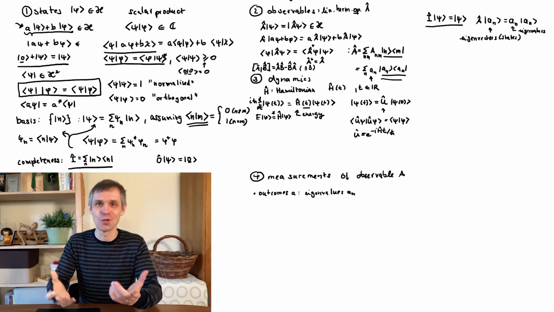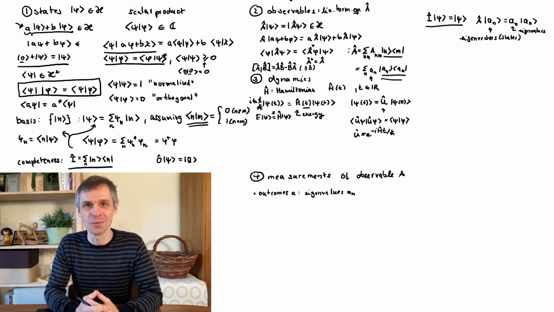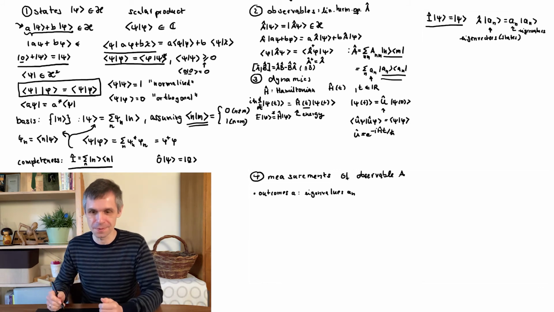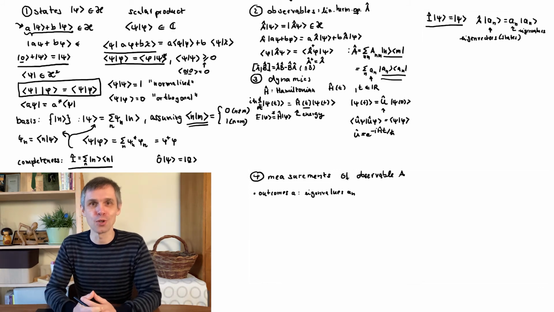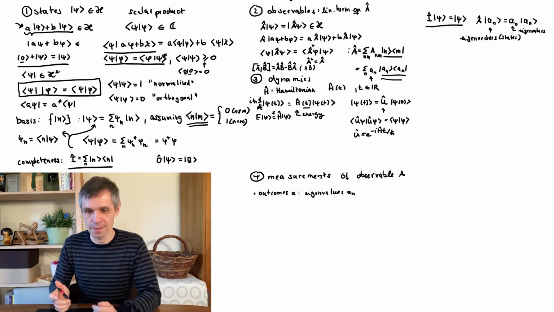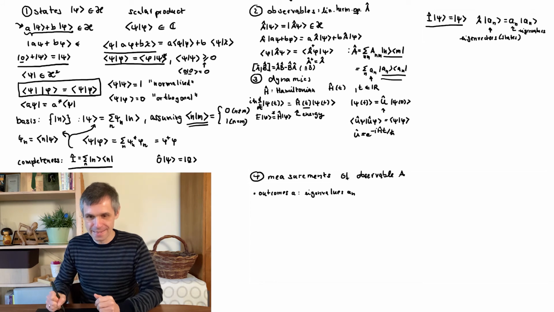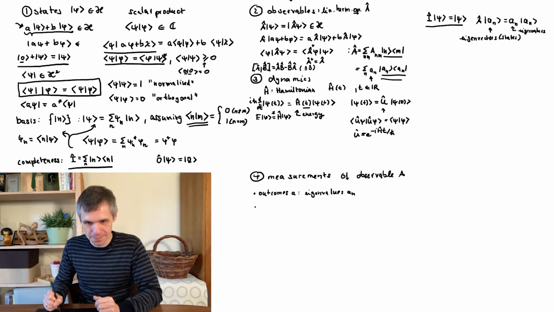So this is a source of quantization of observable properties such as energy in the bound state, for example. These will be real numbers because these observables are Hermitian operators. Secondly, these outcomes occur with probabilities. That's of course a key ingredient of quantum mechanics.